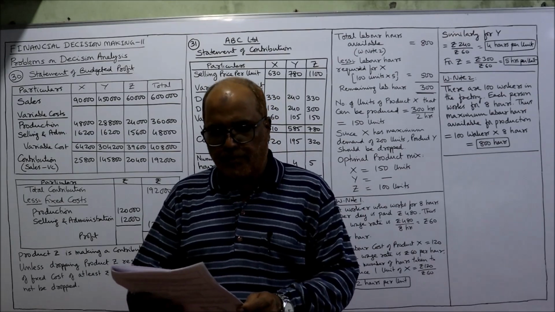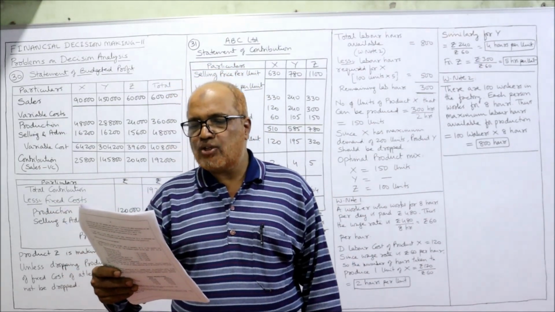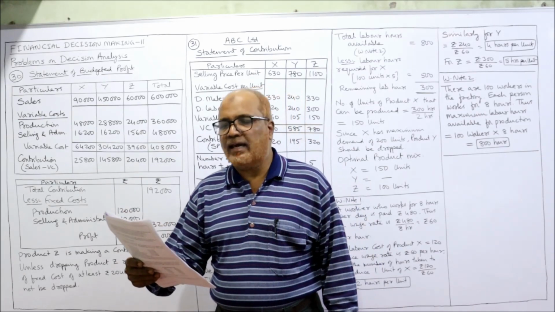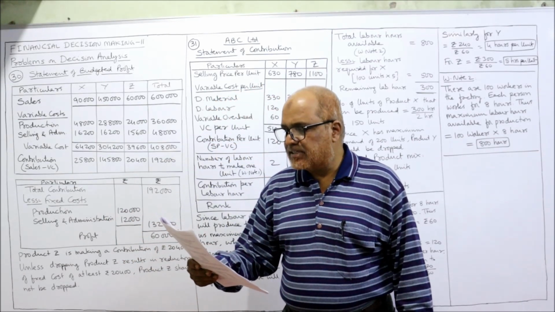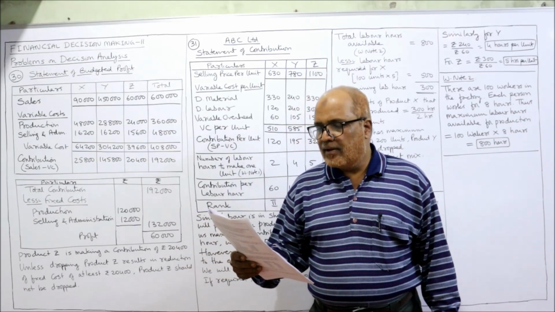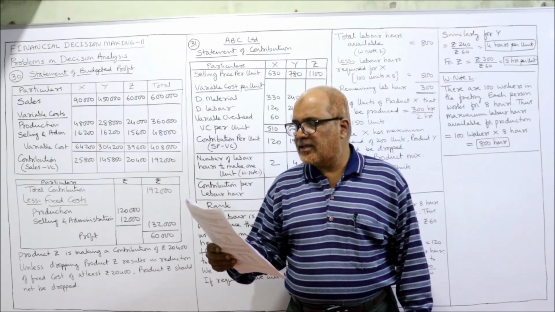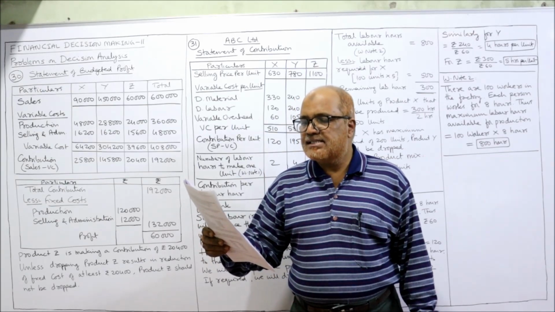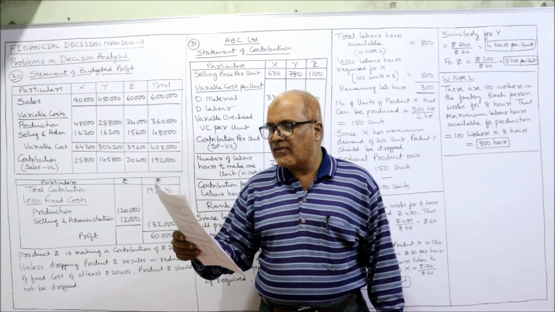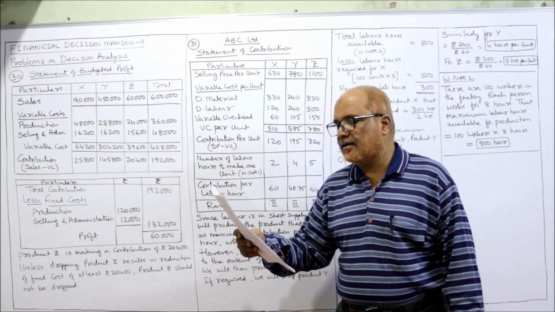Now, see the problem number 30. Pravik Limited manufactures three products X, Y and Z. Following are the budgets prepared for the three products for the year 2019. Three products are there, X product, Y product and Z product, and then total column is there. Sales 90,000, 4,50,000, 60,000. Total sales are 6 lakh.